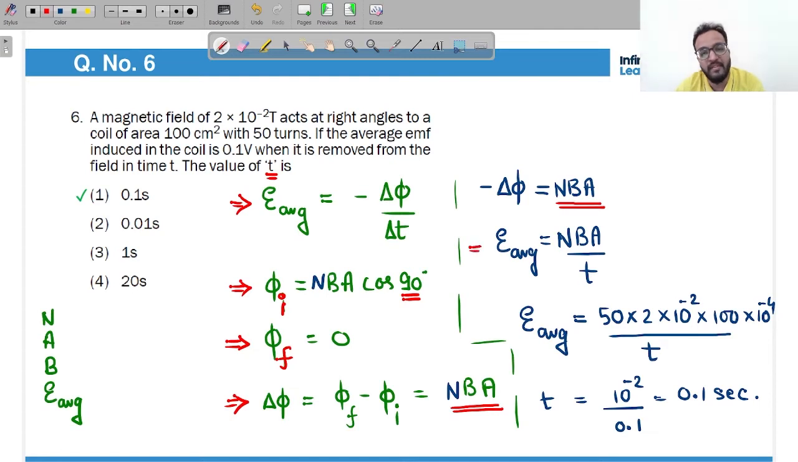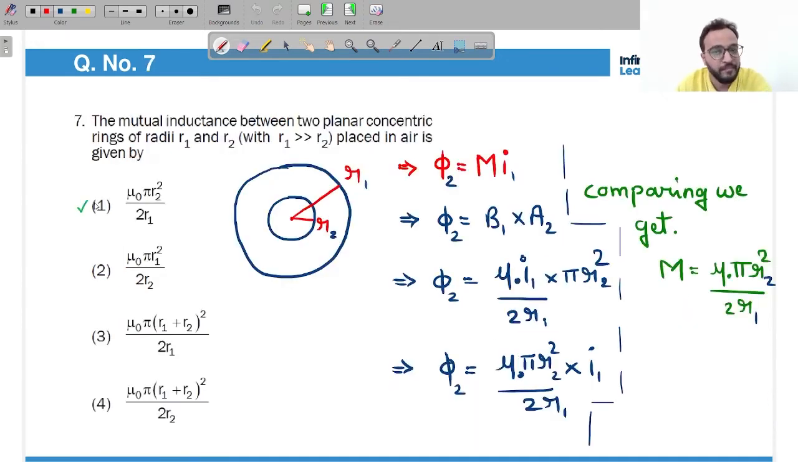So what is the average EMF induced? Change in flux upon time, NBA upon T. So what is T? Time is NBA upon EMF average. Put the values, get your answer. Answer is 0.1 seconds. I hope you're understanding, right?